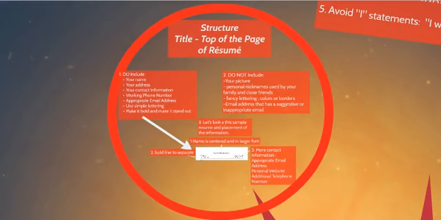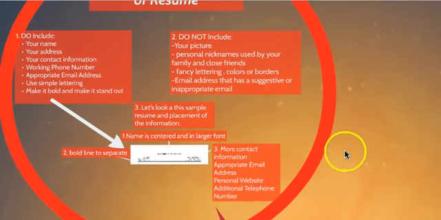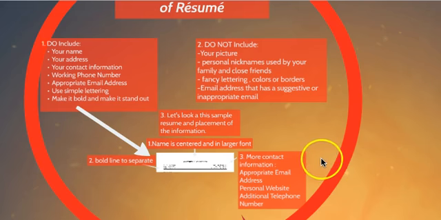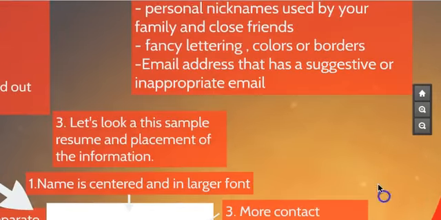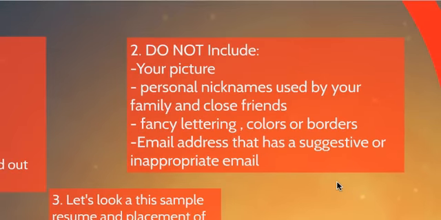Structure. The title is at the top of the page of the resume. 1. Do include your name, your address, your contact information, a working phone number, an appropriate email address, and simple lettering. Make it bold and make it stand out. 2. Do not include your picture, personal nicknames used by your family and close friends, fancy lettering, colors, or borders, or an email address that has a suggestive or inappropriate email.